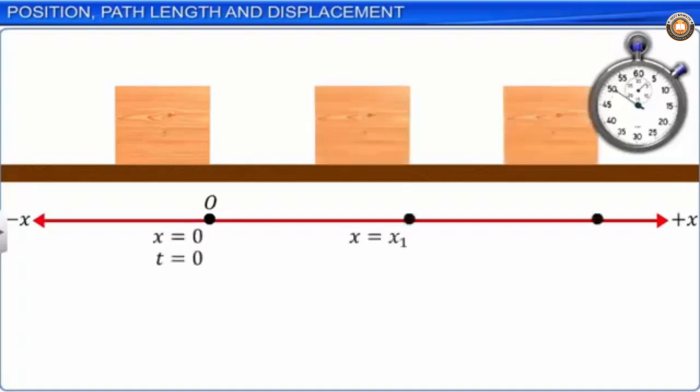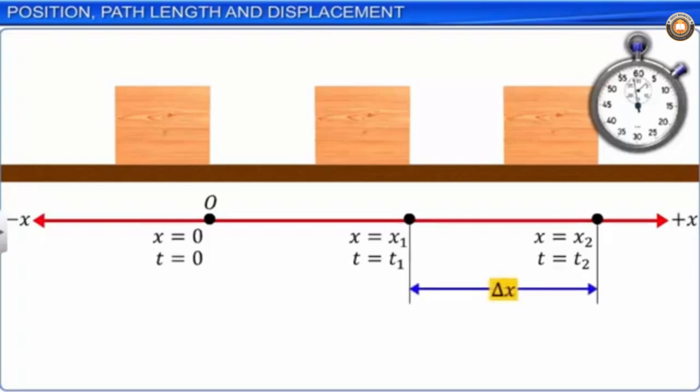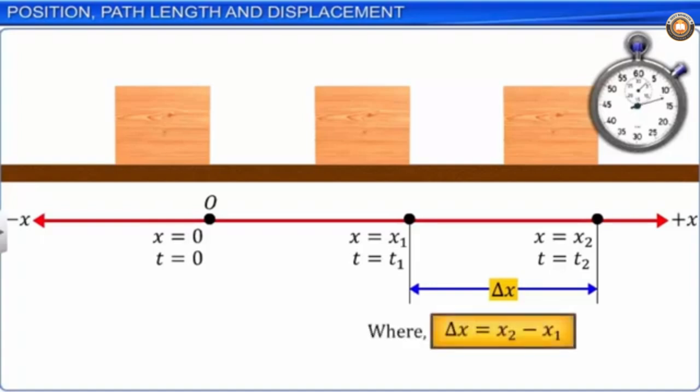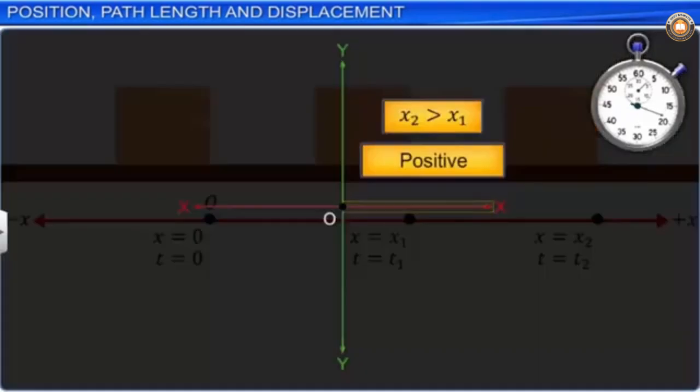Its displacement delta x in time delta t, which is equal to t2 minus t1, is given by the difference between the final and initial positions. Delta x is equal to x2 minus x1. When x2 is greater than x1, delta x is positive. And when x2 is less than x1, delta x is negative.